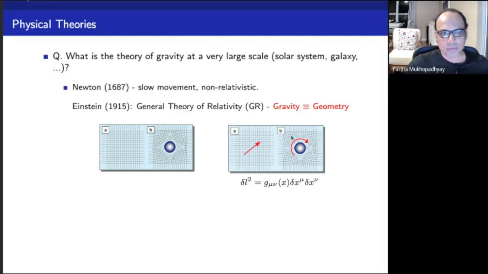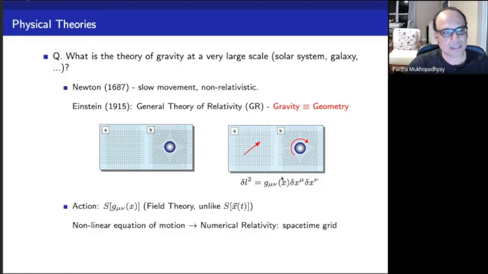Now, to know the physical trajectories, you need to know the geometry. Knowing the geometry means you need to know the metric, which is now a non-trivial function of x. So our action should be such that the action is a functional of the metric g mu nu of x, and when you extremize it, you should get the physical solution for the metric and therefore the geometry of the space-time.